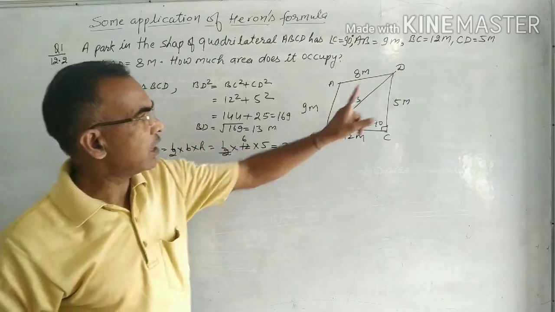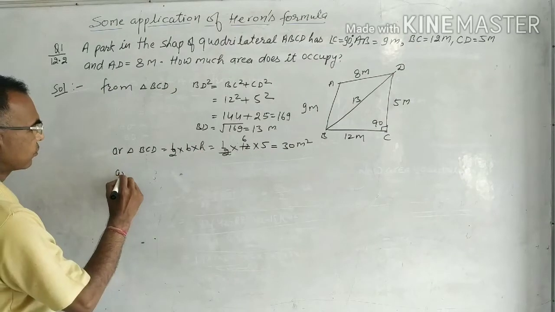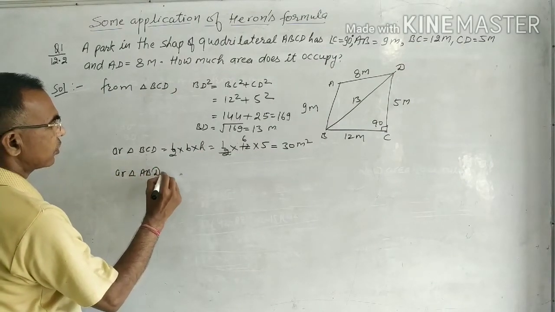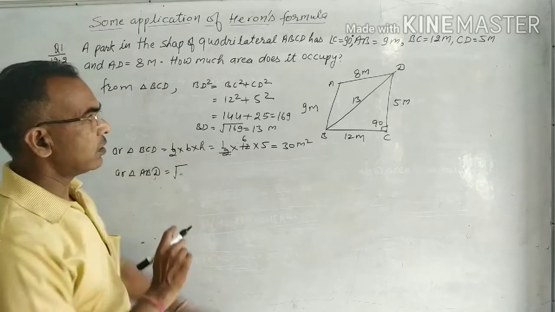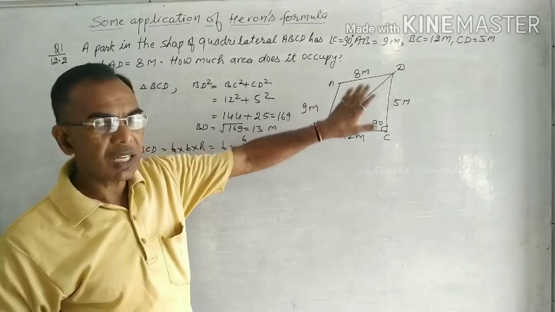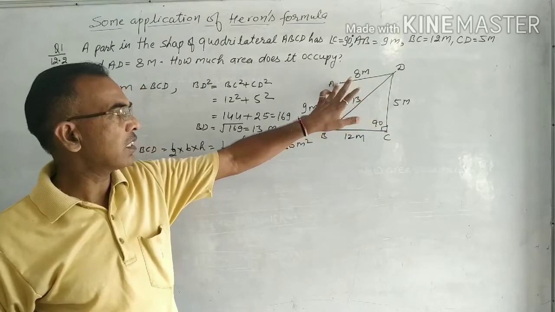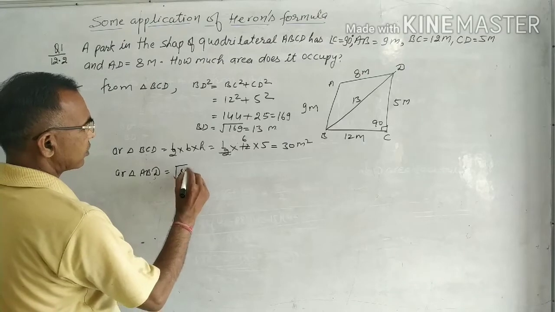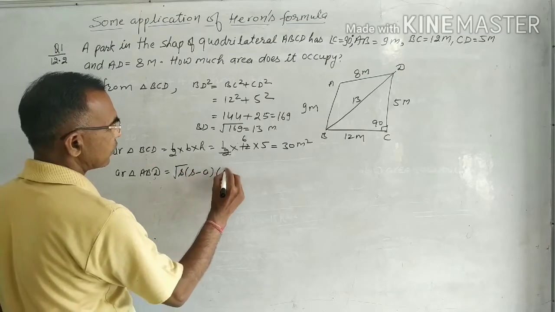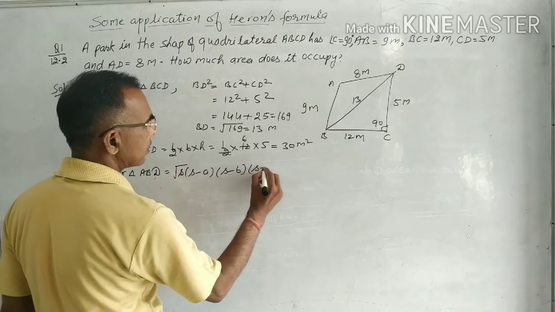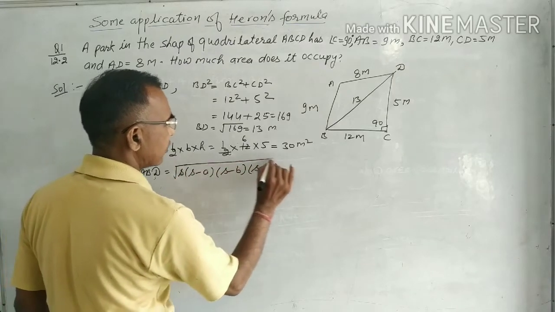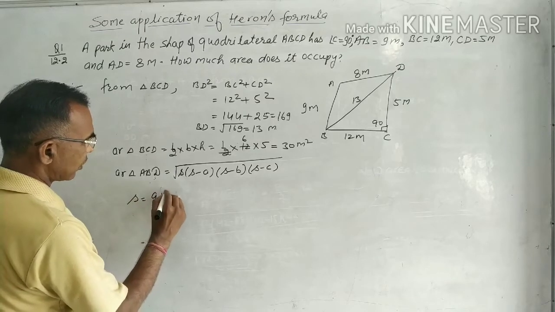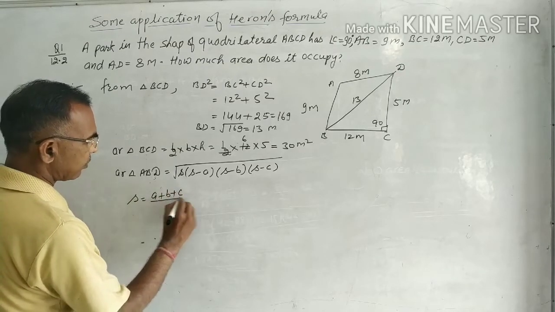Now area of ABD. In triangle ABD, all three sides are given, but no angle is 90 degrees. So by Heron's formula, square root of S into S minus A, S minus B, S minus C. So find S equals half of perimeter, A plus B plus C by 2.